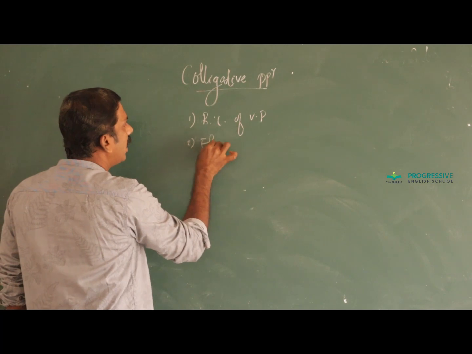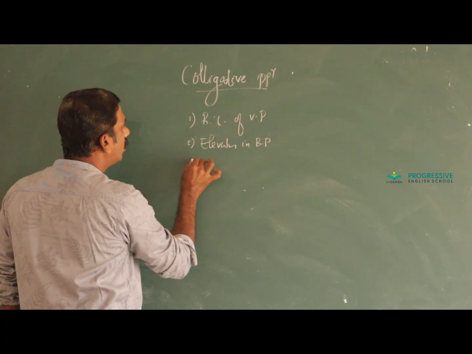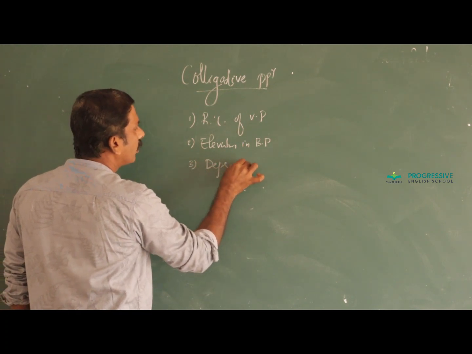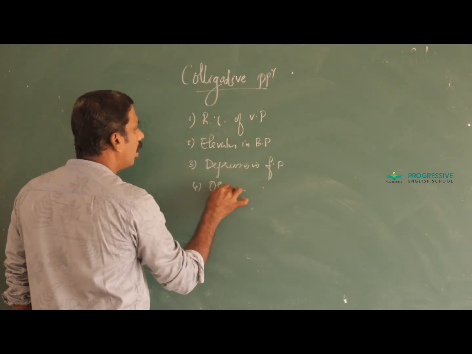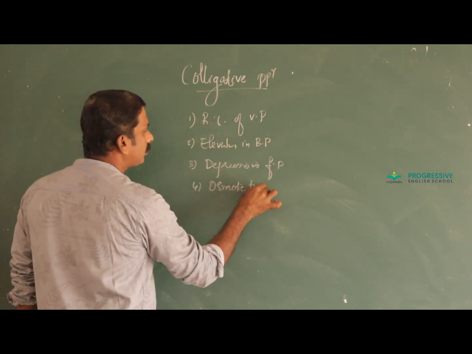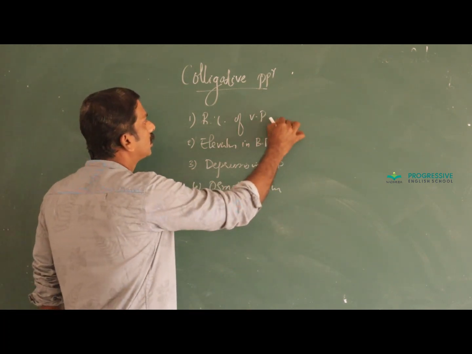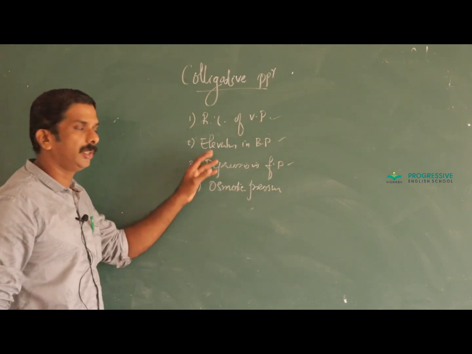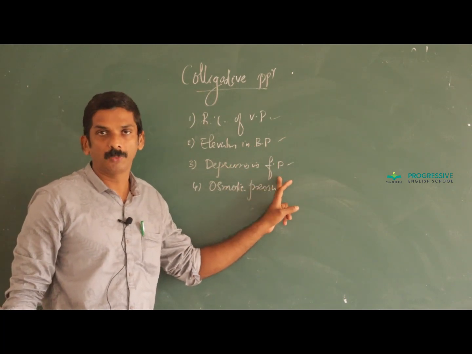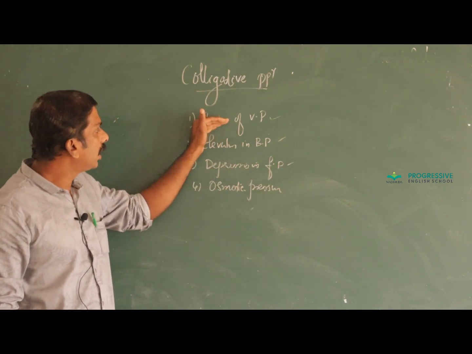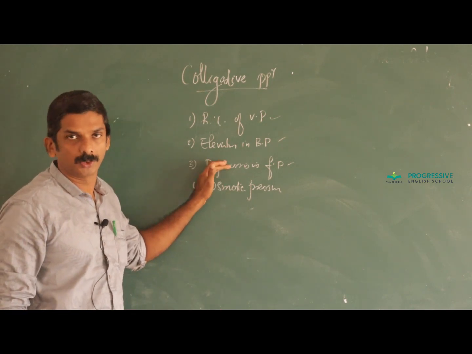Second one is elevation in boiling point. Third one, depression in freezing point. Fourth one is osmotic pressure. Out of the four colligative properties, we already discussed the first three, that is relative lowering of vapor pressure, elevation in boiling point as well as depression in freezing point. And these colligative properties are used for the determination of molecular mass of solutes.